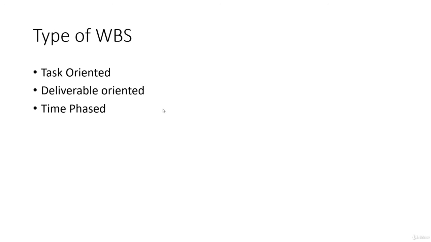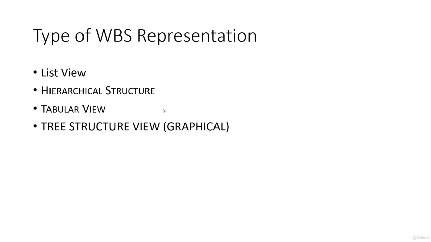But the most important part of WBS is their representation. So these are the four types of representation: list view, hierarchical structure, tabular view, and tree structure view. I have a document which I have created here. I will attach it in the resource section, and it will be your assignment to create something similar to this.